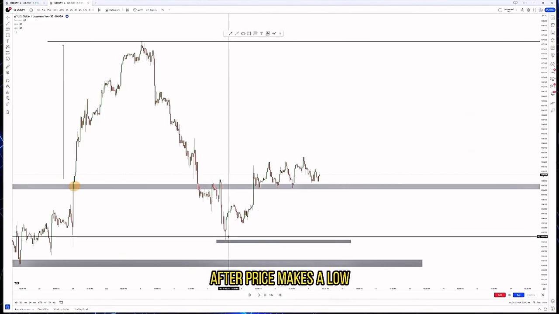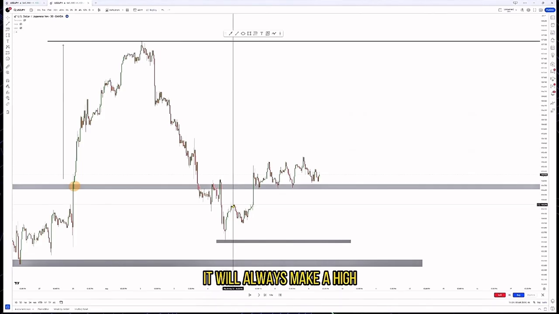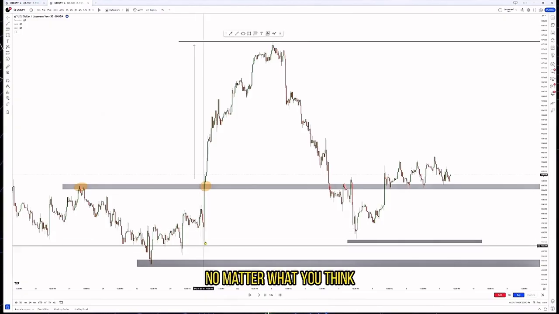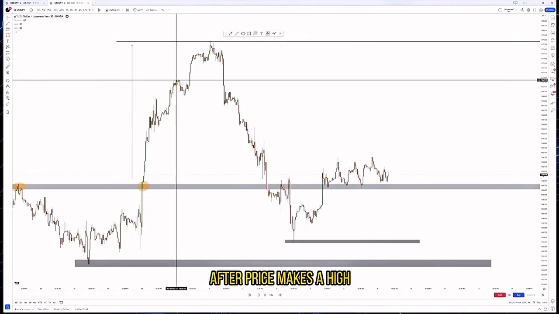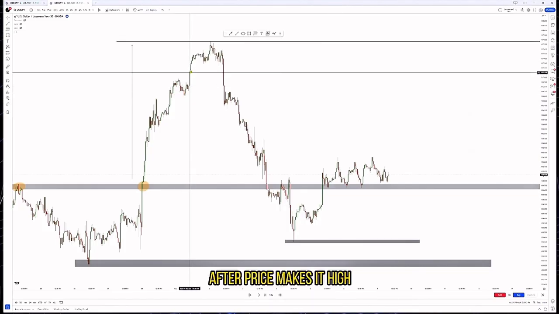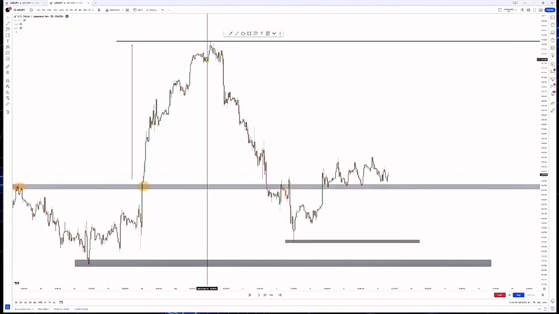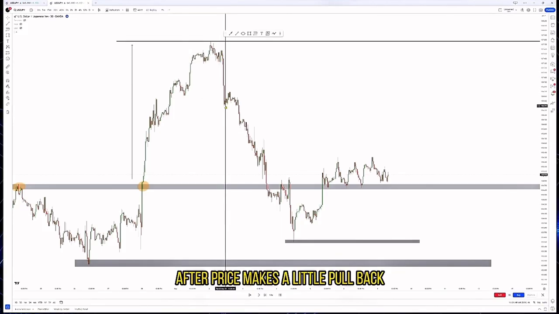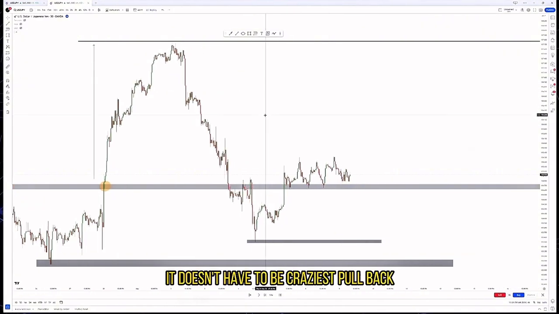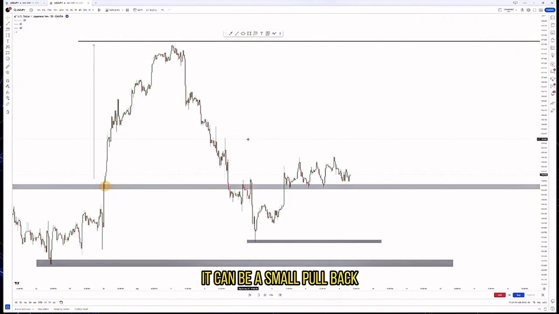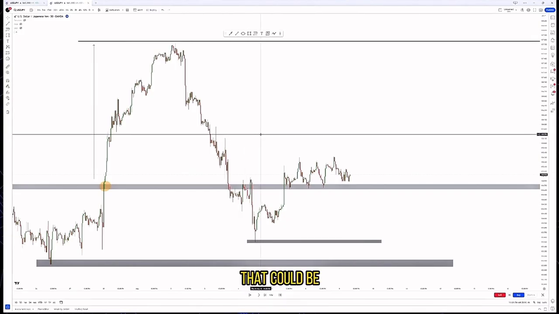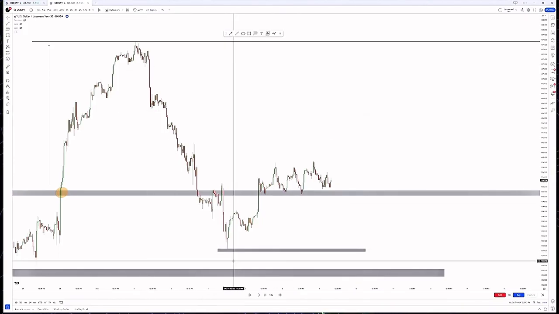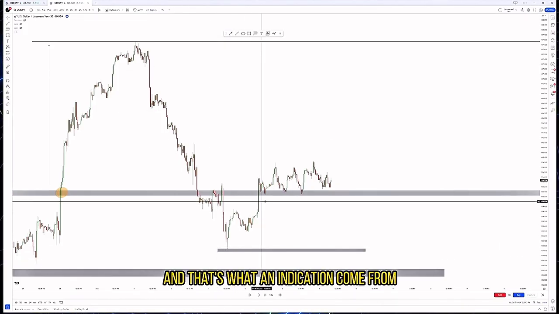After price makes a low, it will always make a high. After price makes a high, it will always make a low. No matter what you think, after price makes a high, it will pull back. After price makes a low, it will pull back. It doesn't have to be the craziest pullback. It can be a small pullback or a large pullback. It could be the biggest pullback you've ever seen, something like this. But it will pull back. And that's where the indication comes from.